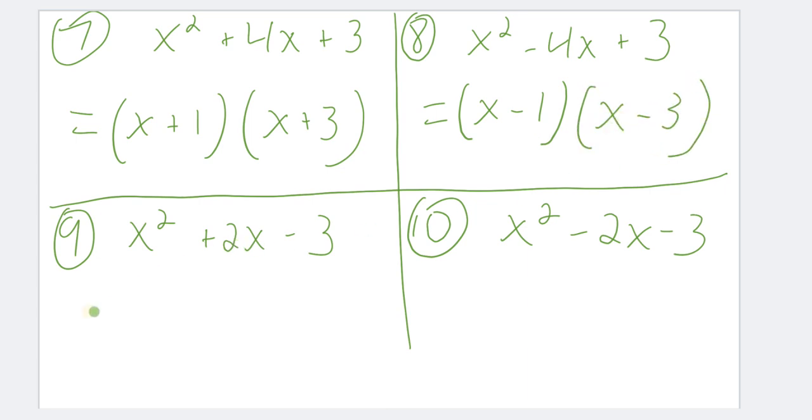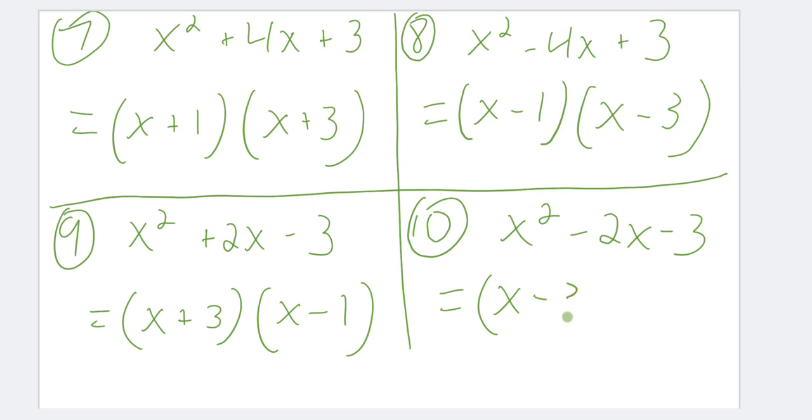Down here, we're trying to get a positive 2. So we're going to go x plus 3 and x minus 1. All right, and then over here, we're trying to get negative 2. So I'm just going to make my bigger factor negative, smaller factor positive. Okay. So, this is a good slide to have. I'll post this, to kind of do a compare and contrast here. All right.